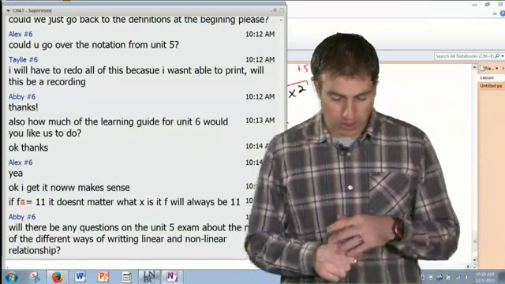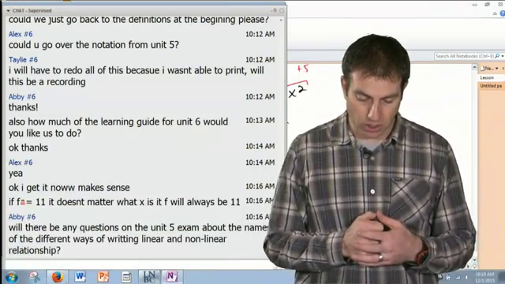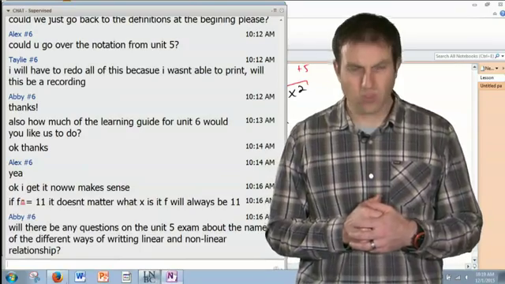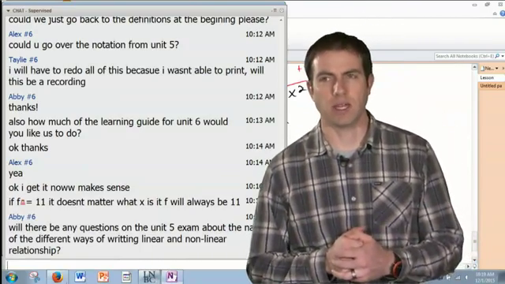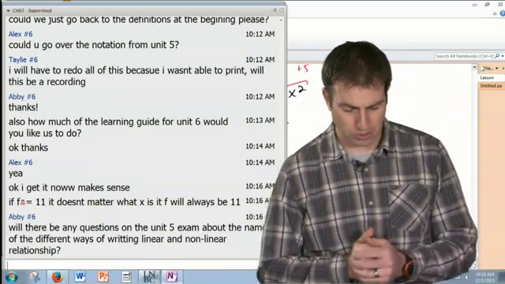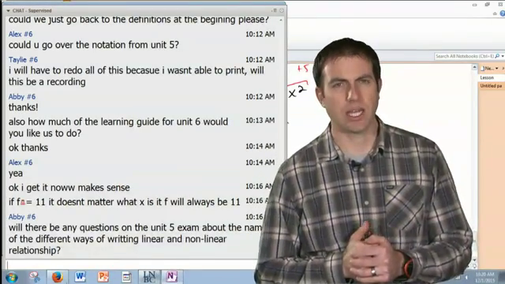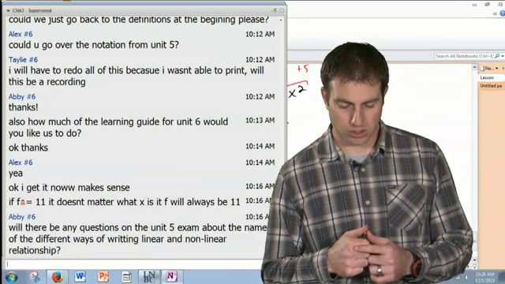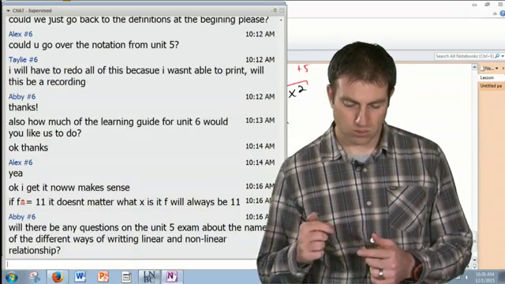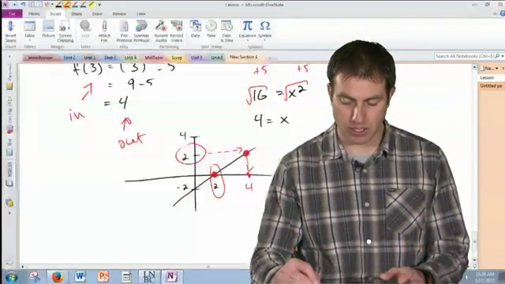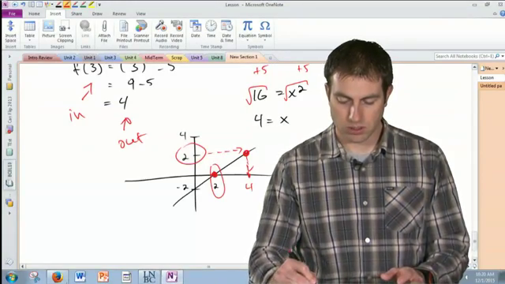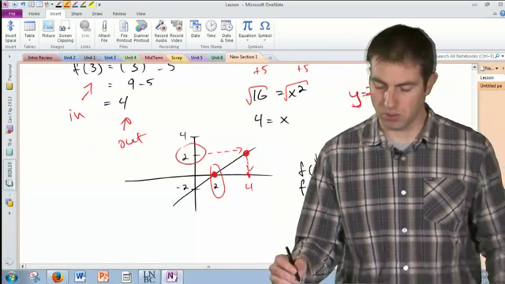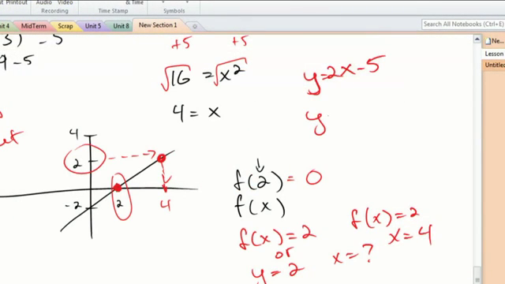Will there be any questions on the Unit 5 exam about the names of the different ways of writing linear and nonlinear relationships? I don't think so. I don't want to say no because I haven't gone through the whole test bank. There's literally hundreds of questions, but I'm not sure I understand what you mean between the linear and nonlinear relationships. When I'm thinking linear and nonlinear, I'm thinking something like y is equal to 2x minus 5, and that would be linear, and then we could have something like y is 2x squared plus 7. That's nonlinear.